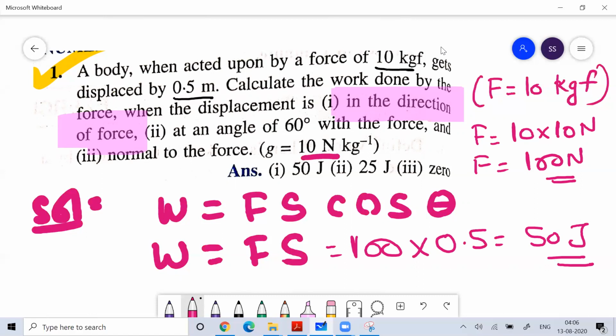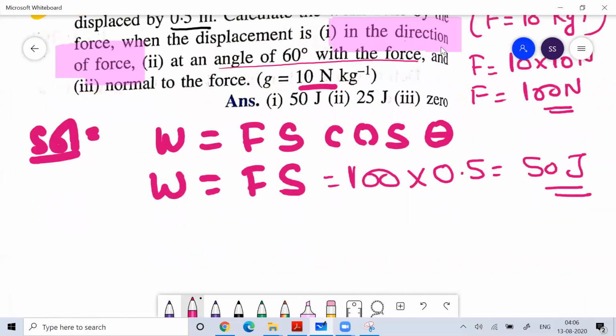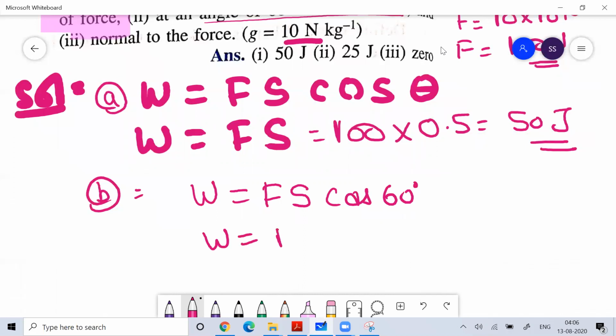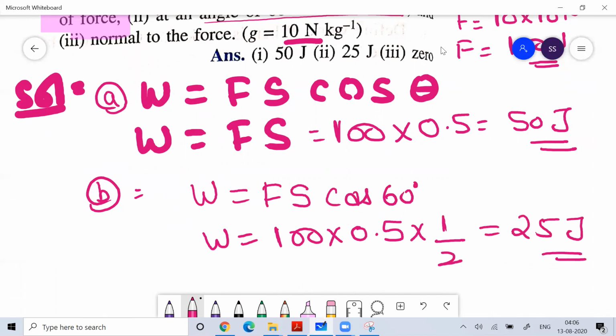Then the next part is at an angle of 60 degree with the force. When I'm saying angle of 60 degree with the force, the direction matters, because displacement is a vector quantity. So the force is 100 Newton, S is 0.5 meter, and cos 60 degree is 1 by 2. Then you will get the answer 25 joule. Because already you found F into S is 50, so half of 50 is 25 joule.